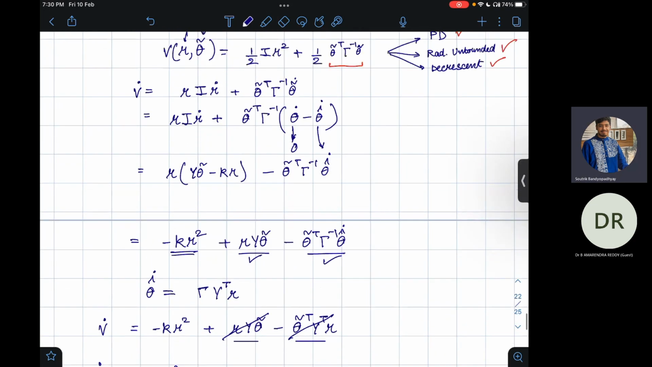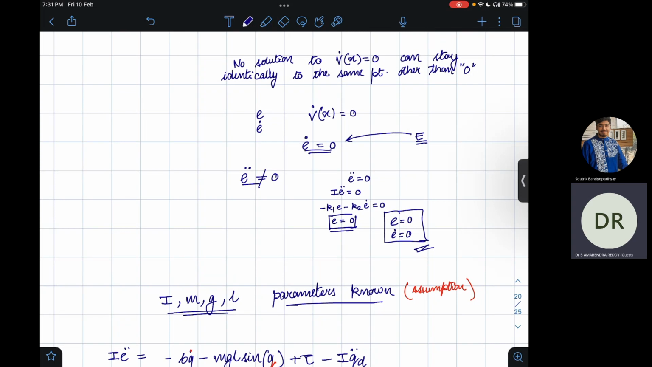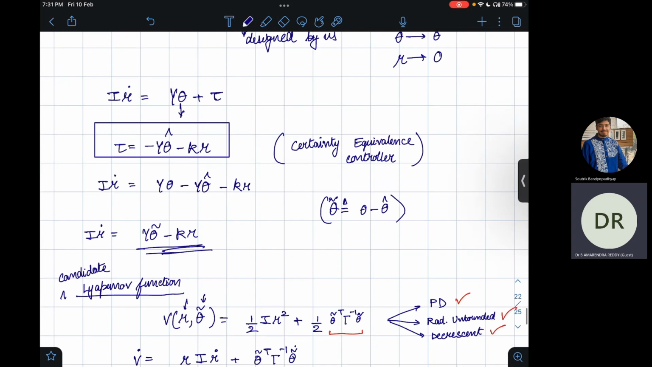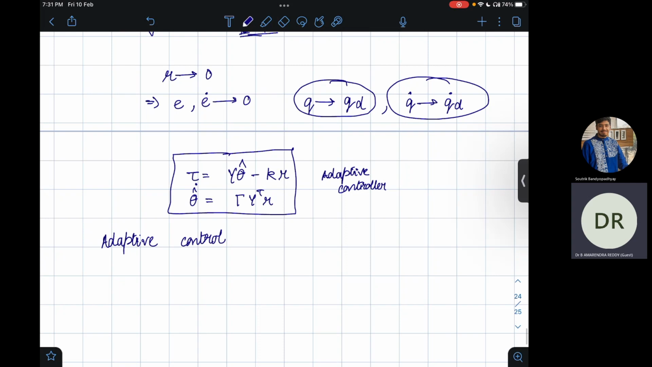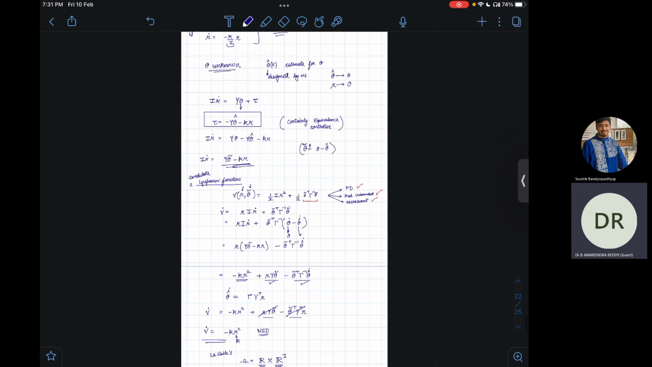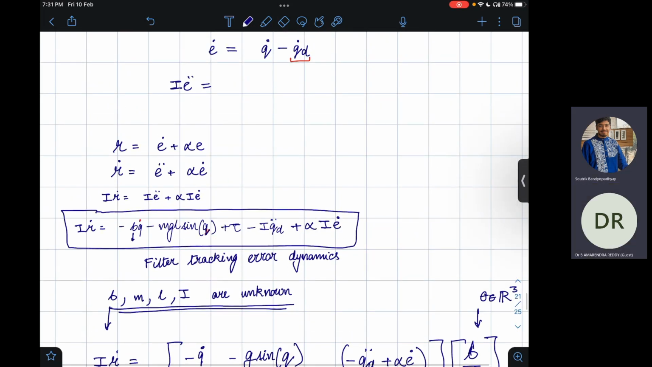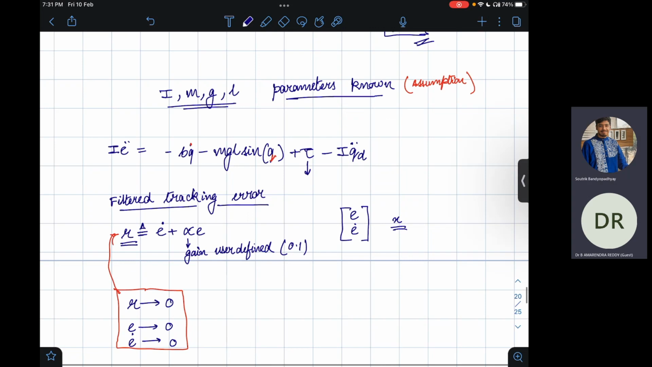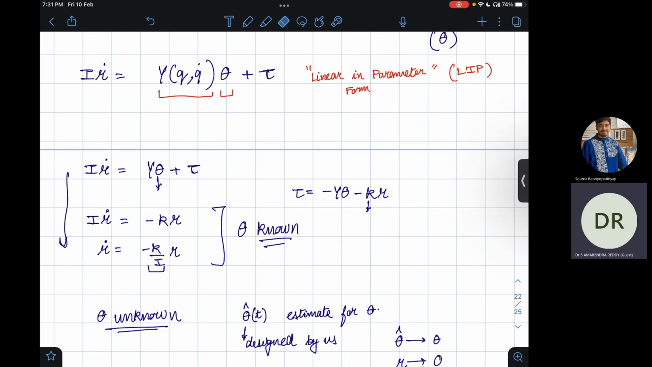Do you have any other doubts in this entire derivation? Yes, sir. You are writing in terms of the error state. How are we writing the error dynamic equation? So this filtered tracking one, right? r dot is equal to this entire thing. That I know, sir. Later, the next step. The next step, this one, just below that, r dot is equal to Y.